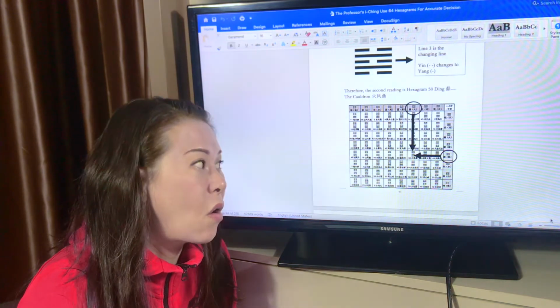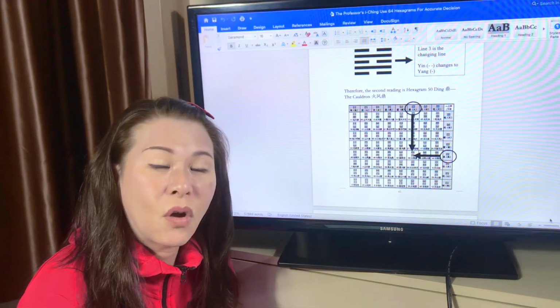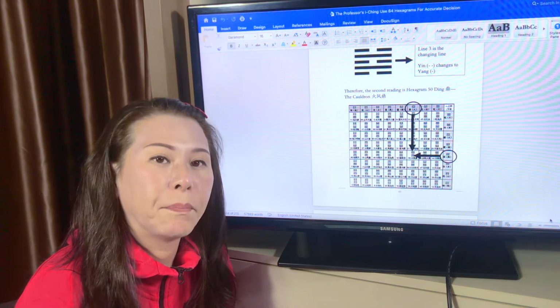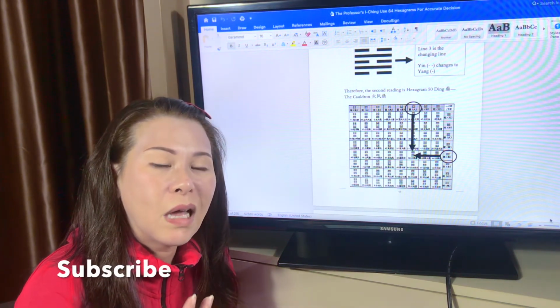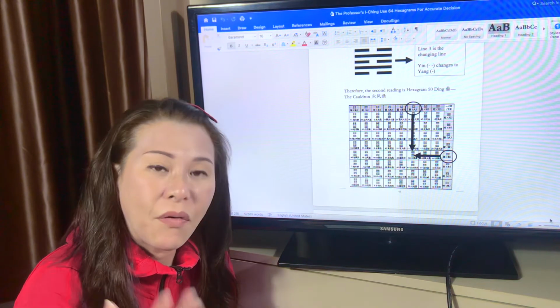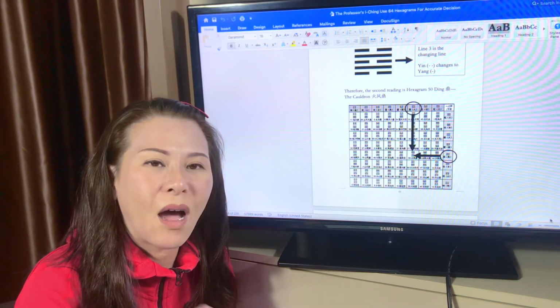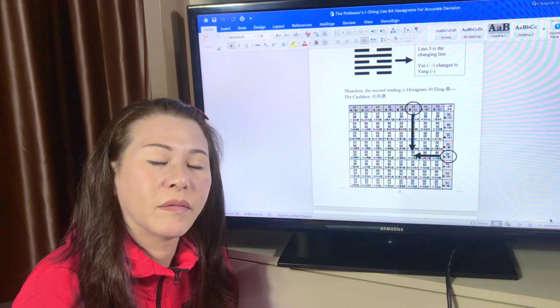Hexagram 50 is your changing line, the second hexagram. The second hexagram tells you the outcome. The first hexagram tells you the current situation. After you plot the changing line, you will know the outcome of your decision.